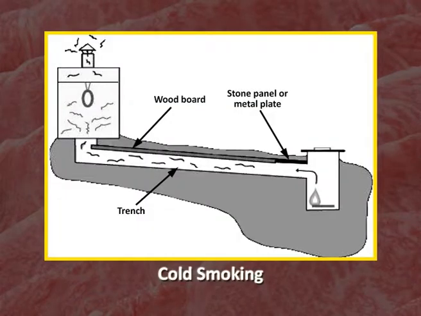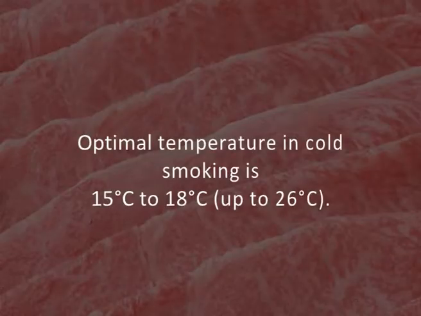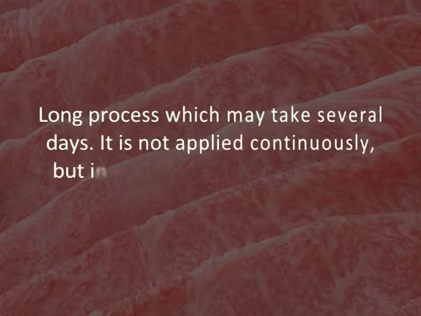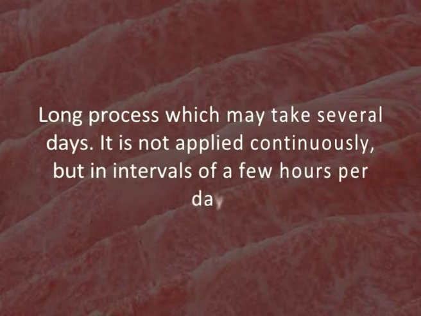Cold smoking. The combination of cold smoking and drying or ripening can be applied to fermented sausages and salted or cured entire meat pieces, in particular many raw ham products. The optimal temperature in cold smoking is 15 degrees centigrade to 18 degrees centigrade, up to 26 degrees centigrade. Sawdust should be burned slowly with light smoke only, and the meat hung not too close to the source of the smoke. Cold smoking is a long process which may take several days. It is not applied continuously but in intervals of a few hours per day.